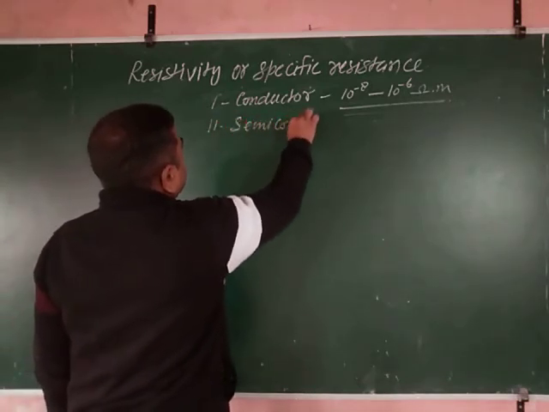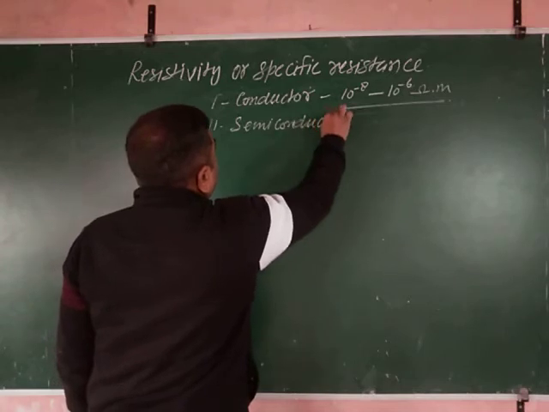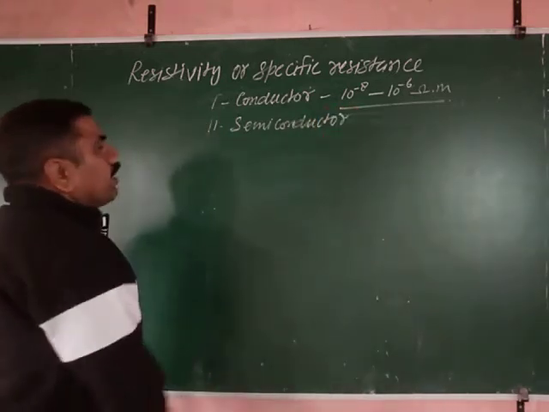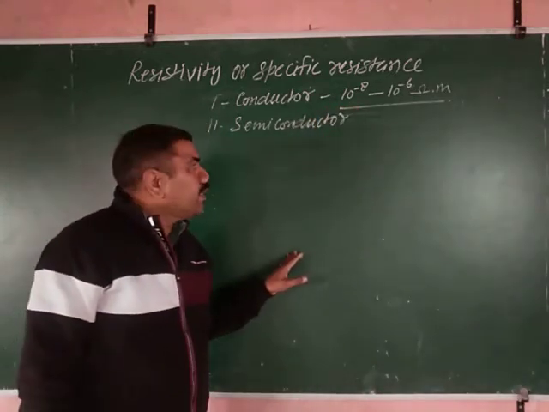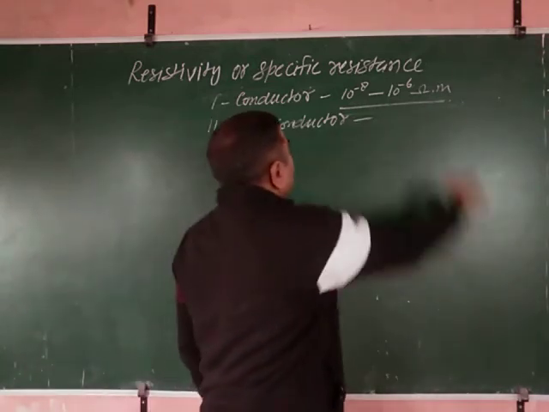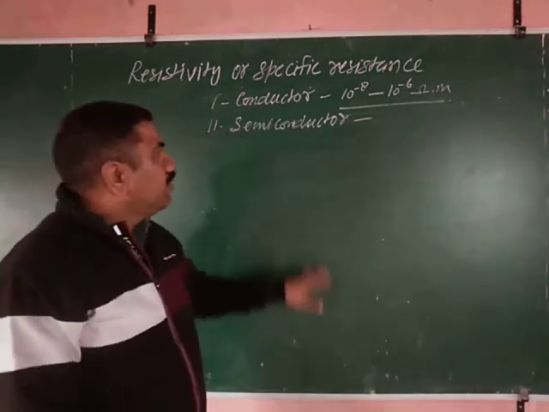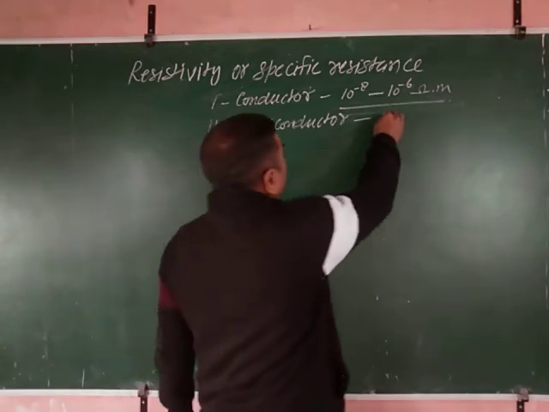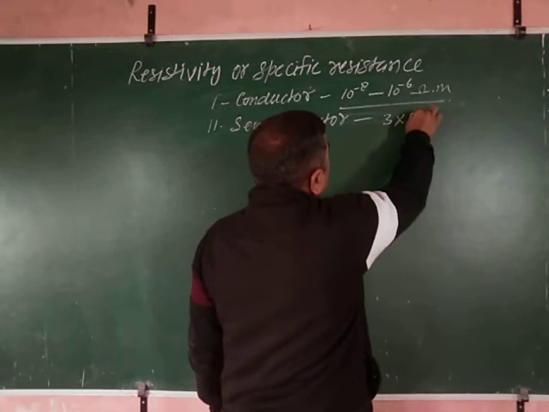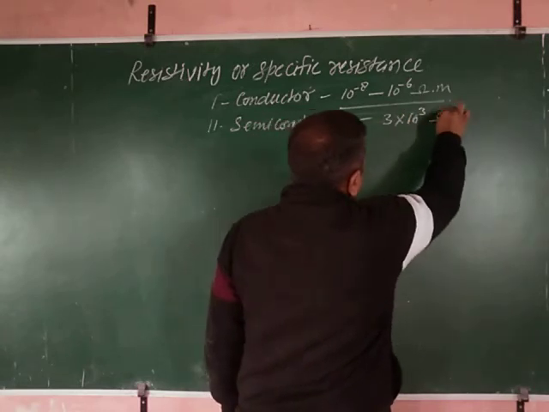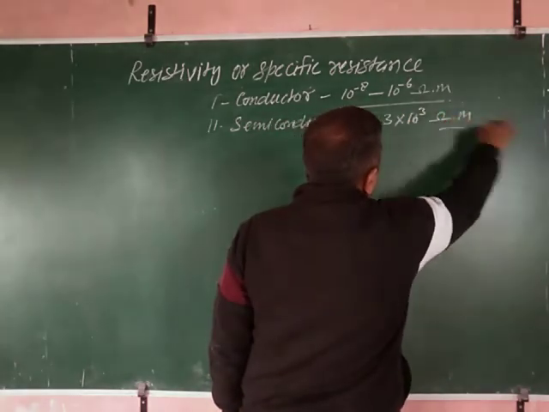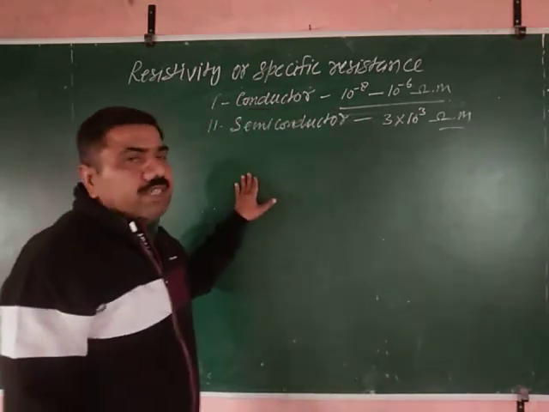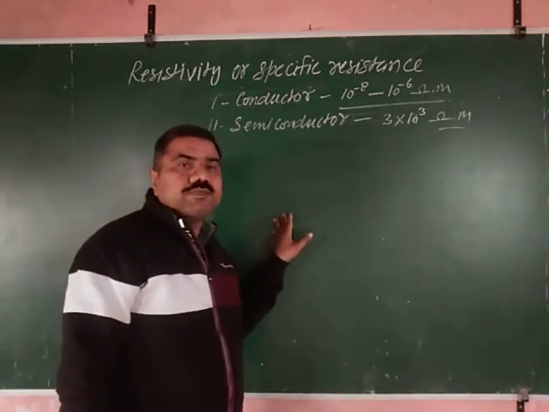Now the second category is semiconductors. Semiconductors are those substances which have a range of resistivity equal to 3 into 10 to the power 3 ohm into meter. These substances are used in electronic circuits.